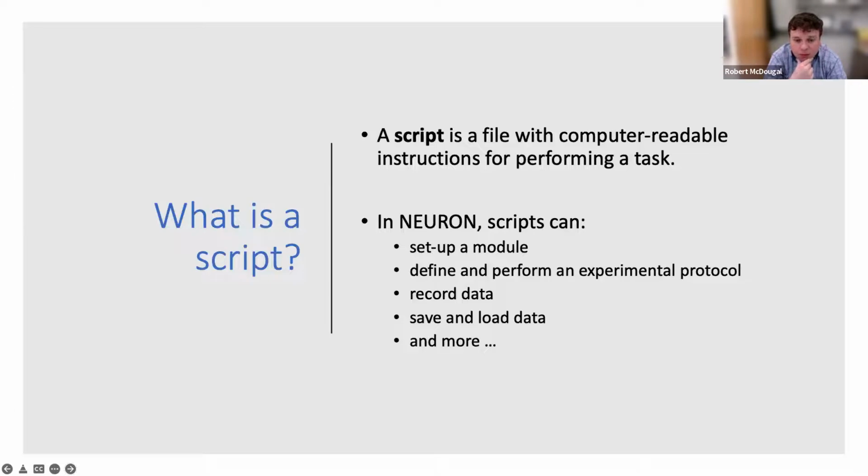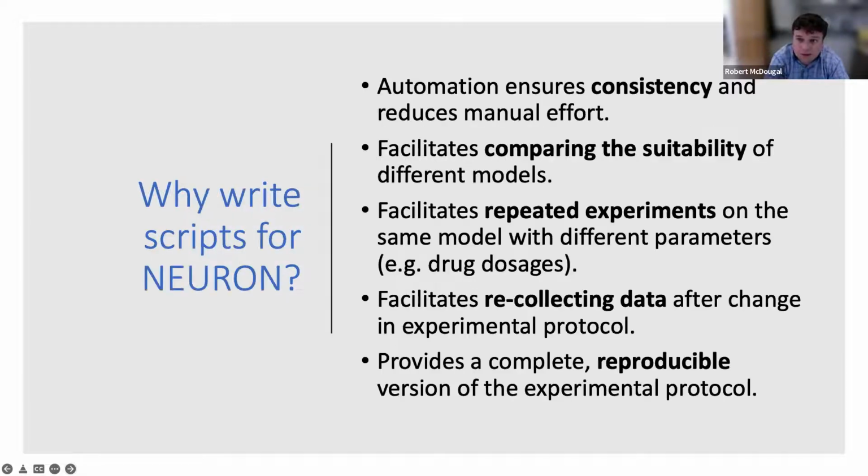So what do I mean when I say that we want to script Neuron? There's nothing to a script. A script is just a file that happens to have computer readable instructions for performing a task. Usually these are also going to be human readable and writable, like a plain text file. And we can use scripts in Neuron to set up a model, define and perform an experimental protocol, record our data, save and load data, and obviously do any kind of analysis that we may want to do.